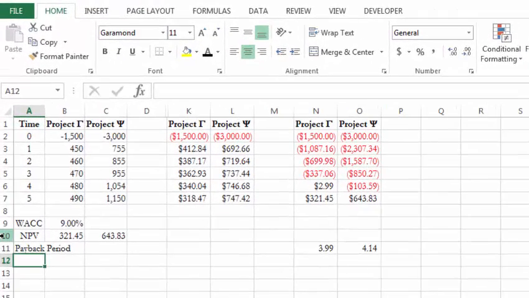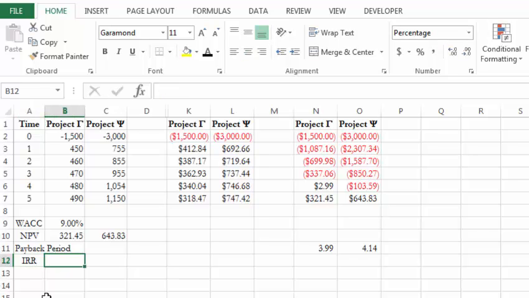To begin with, I want to point out that I got rid of all my extra lines here that were between weighted average cost of capital and NPV, and then between NPV and payback period, because I really didn't need them anyway. Let me hit now my IRR.